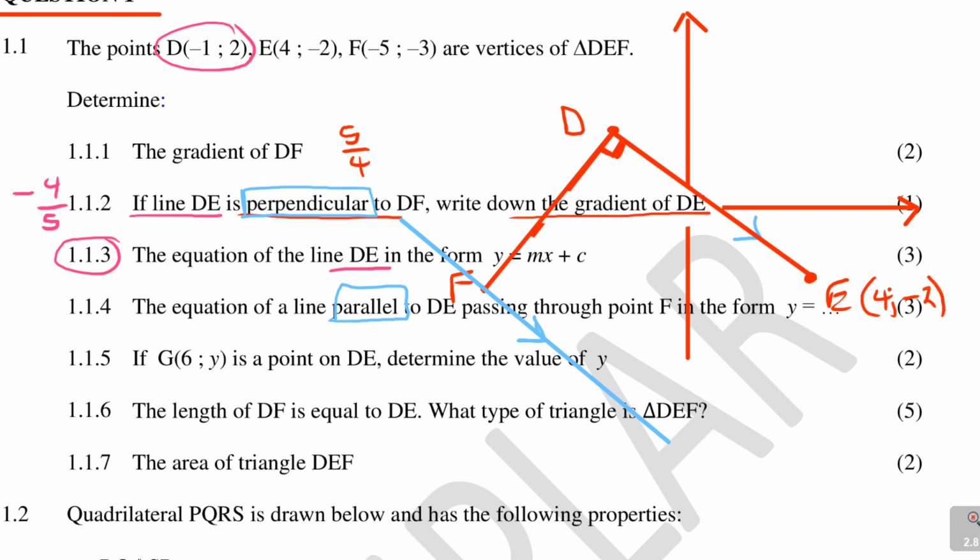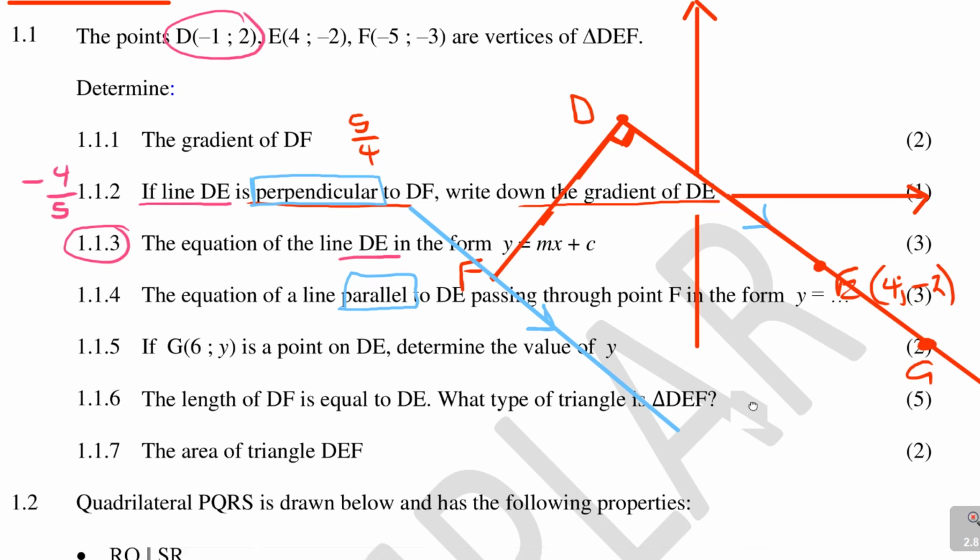So obviously they are saying this line can extend further, like it can stretch further like this, and then you'll have a point G, where x is 6, somewhere here. You can have your G, because you see 4, so obviously it's after 4. And G is a point on DE, determine the value of y. Look at the marks, it is 2 marks. So they want you to determine the value of y.